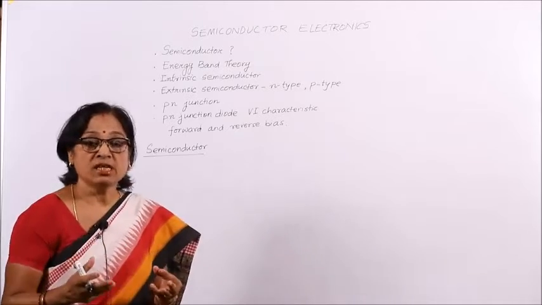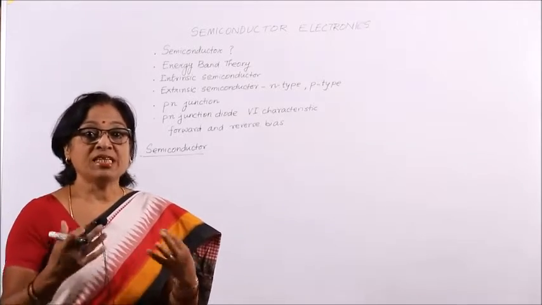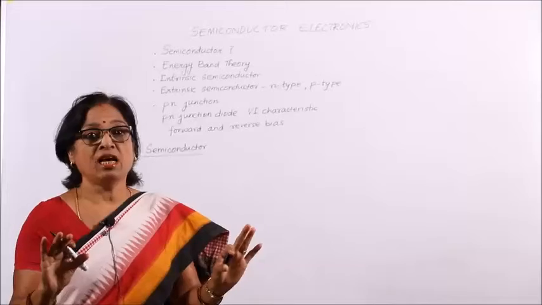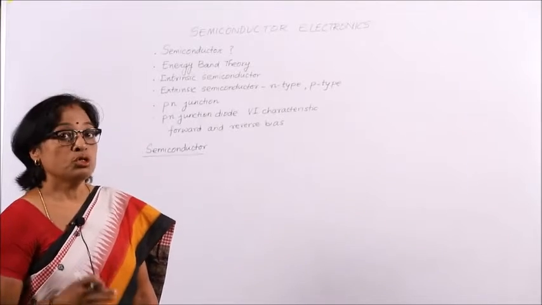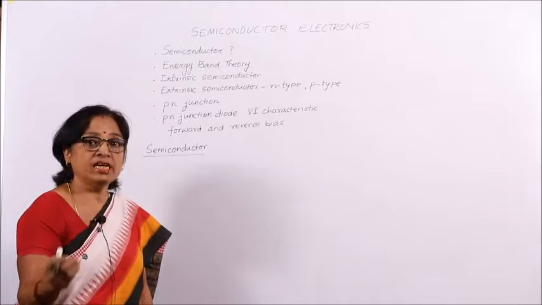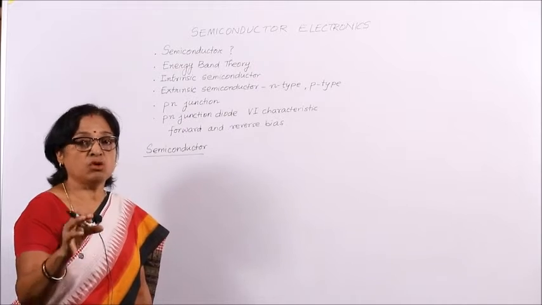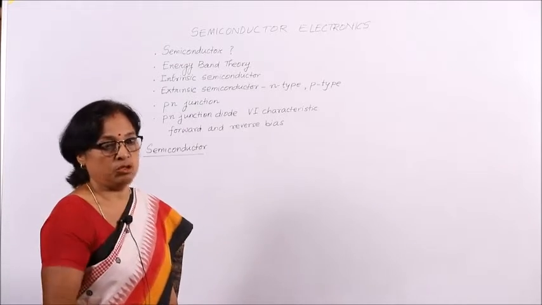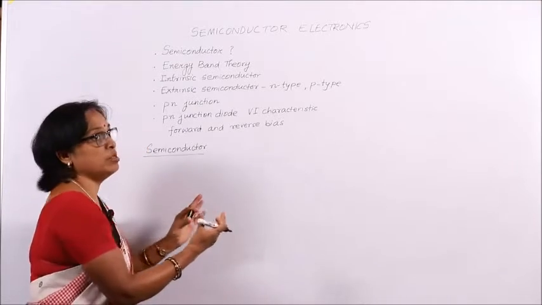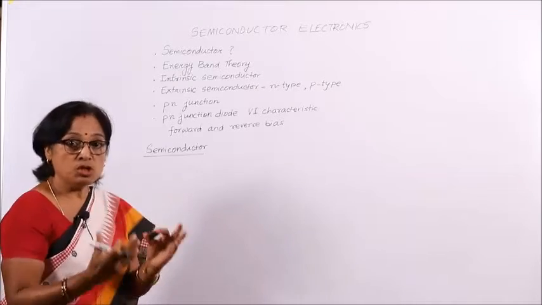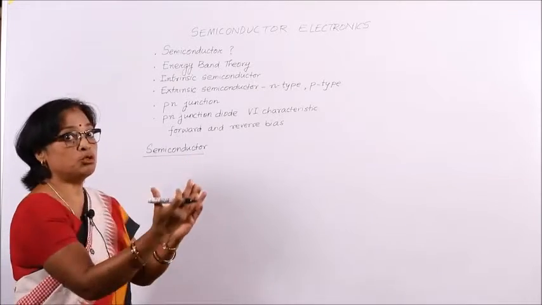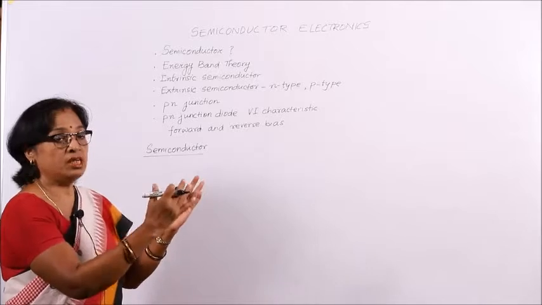Whereas insulators like wood or plastic do not allow electrons to pass through. So these insulators have very low conductivity. They do not allow conduction of electrons. A semiconductor is a material whose conductivity lies between these two, between the conductor and the insulator.